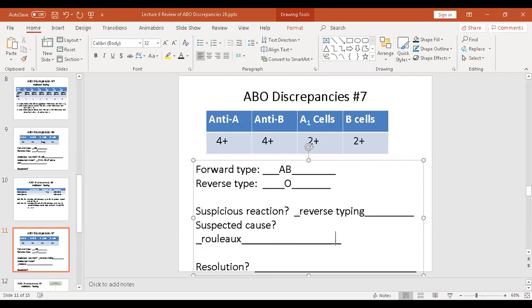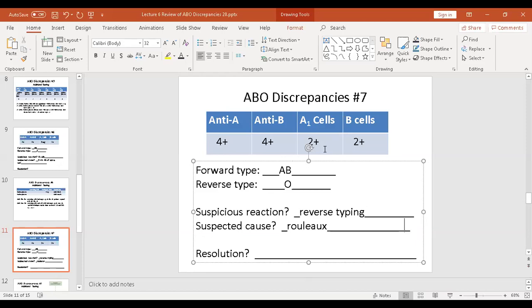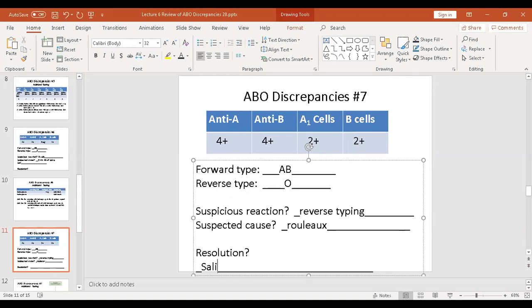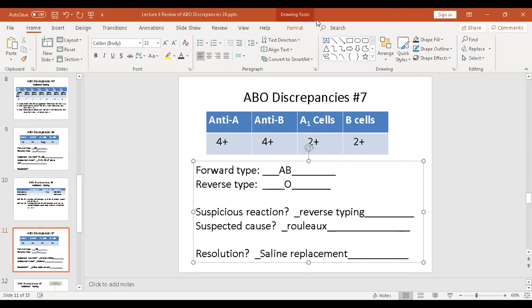And so remember, rouleau is caused by excess proteins that are present in the serum or plasma of the patient, coating our reagent red cells and causing them to arrange themselves as stacks of coins. Sometimes those stacks of coins can aggregate together and look like weak agglutination reactions, okay? So what is our resolution? We're going to do a saline replacement, okay? We're going to review that technique on the next slide.